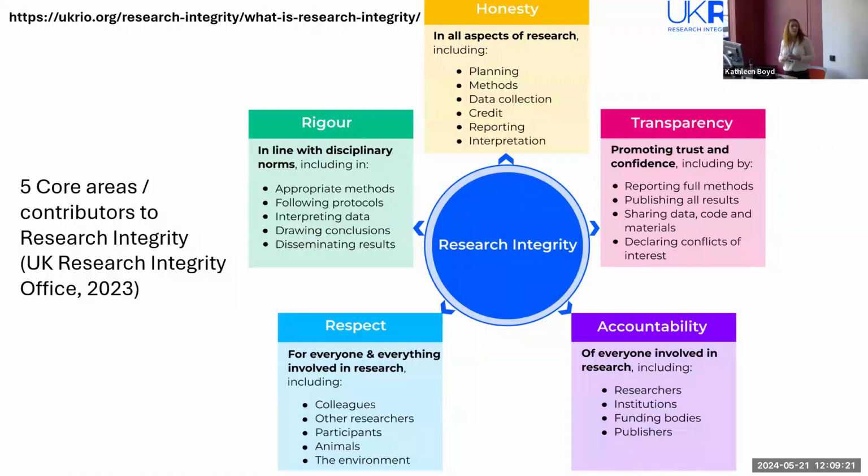But essentially, they've identified 5 core contributors or areas for research integrity. First one being honesty. It's about honesty in all aspects of the research. And as you can see, they're planning, methods, data collection. So essentially that's being honest about what your initial plan, what the initial idea is, and what you're trying to find out as well, right at the beginning, and being clear about that, right through to how you then are honest in the methods that you're going to undertake, the way that you do data collection and the way that you store it, and being honest about that.